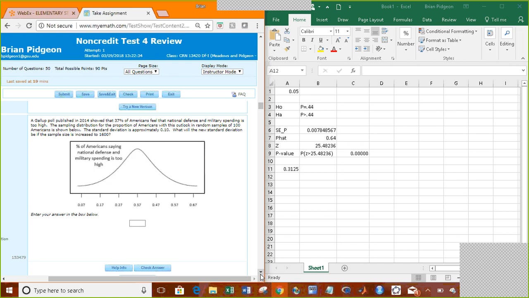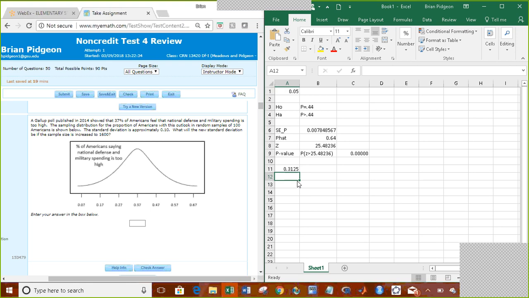Alright. A Gallup poll published in 2014 showed that 37% of Americans feel that national defense and military spending is too high. A sampling distribution for the proportion of Americans with this outlook in samples of 100 Americans is shown below. The standard deviation is approximately 0.1. What will the new standard deviation be if the sample size is increased to 1,600?